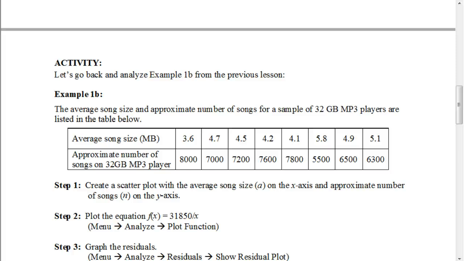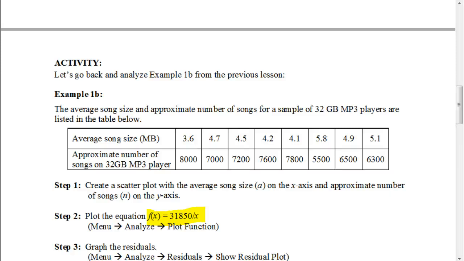Now, in the previous video, we found that the model we were using was not exactly the best model, and maybe there's a better model that we could find. This is the model that we were looking at. So we're going to go back and plot these points into our calculator. Then after we finish plotting those, we're going to create a scatter plot, go back and look at the model from the previous video, 31,850 divided by x, and then see if we can find a better model that would fit that data.